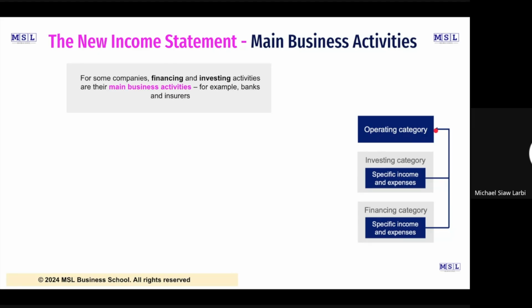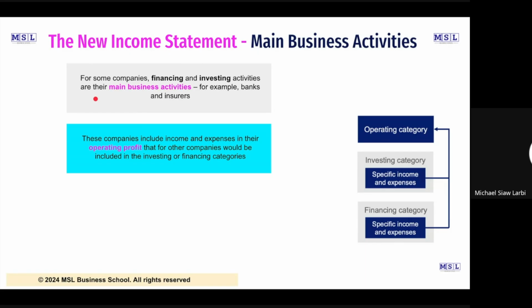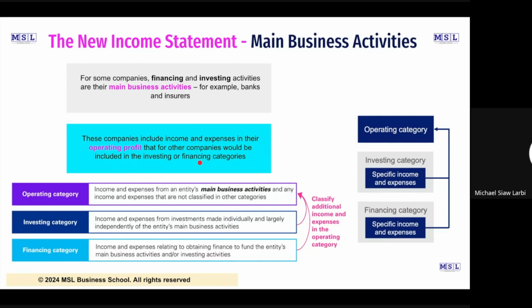So like I said, for some businesses, financing and investing activities are their main business activity. For example, a bank takes deposits from customers and gives that out as loans. They are in the business of what? Money. So their operating income and expense is actually what somebody would have called financing. So you can't tell a bank to have that kind of classification. That's one example, right? So for these companies, they should include income and expenses in their operating profit that for other companies would have been investing or financing. I'll show you how the bank would look like, right? So you can see, like I said here, for operating category, investing and financing, they would have to move these things that would have been investing or financing to operating, right? Because of their business model.